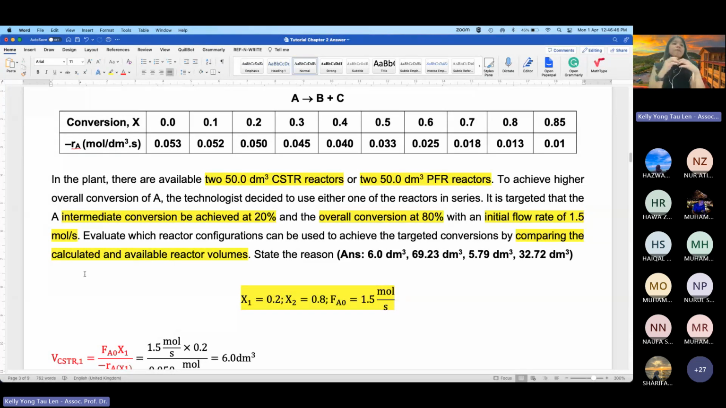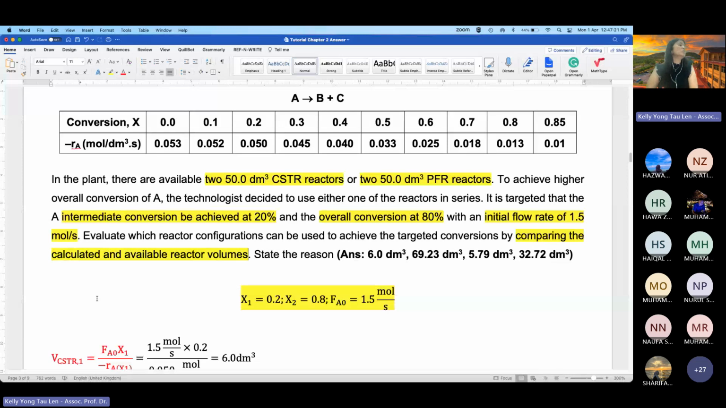For example, let's say when you calculate, the reactor volume needed is 20 dm cube. And in your plant, the reactor is 15 dm cube. So your calculated volume is more than available. You cannot use the reactor. But if your calculated volume is smaller than the available reactor volume, that means you can use it. So what you need to do is calculate the reactor volume for CSTR1, CSTR2, and compare with the available one. Calculate volume PFR1, volume PFR2, and compare with the available one.